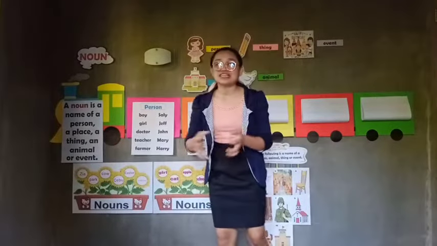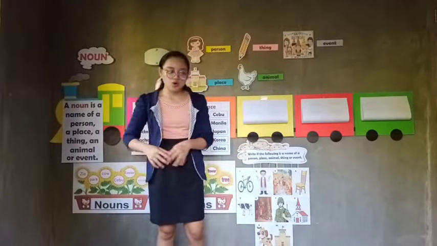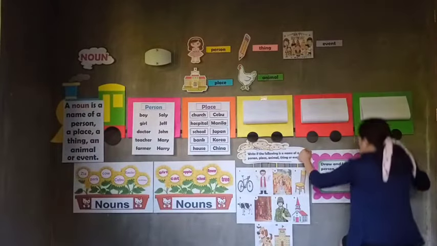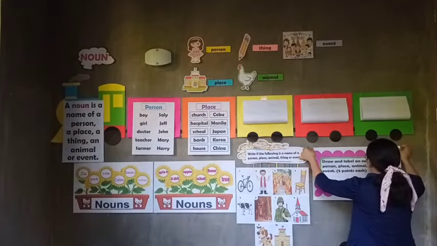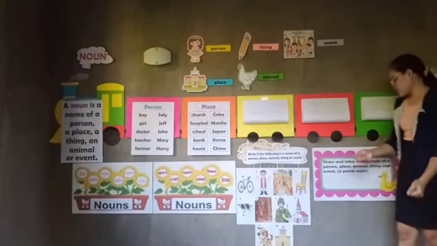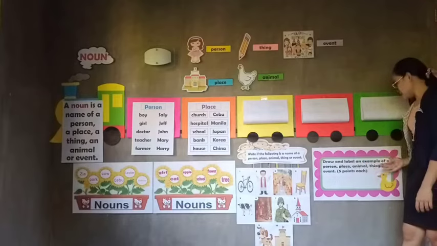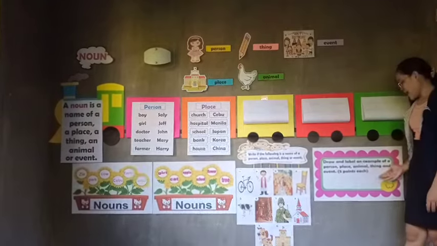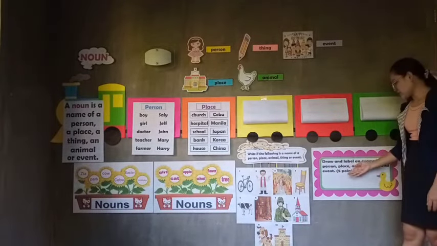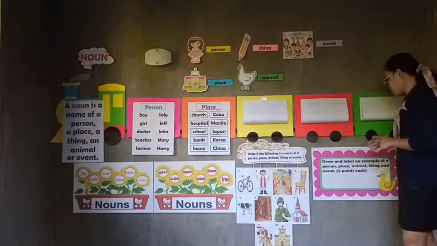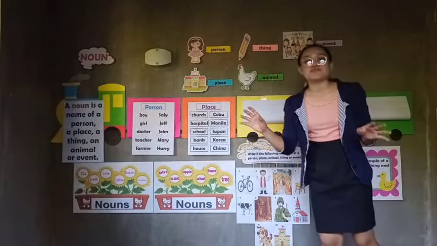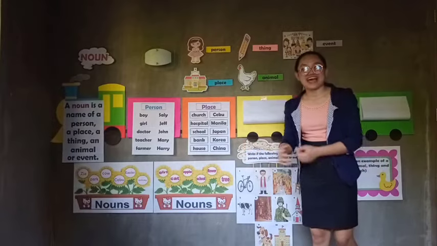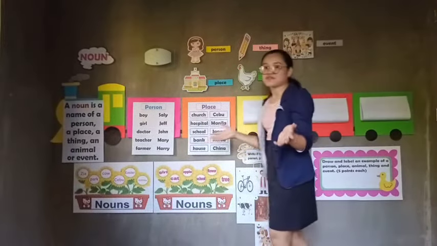Now, I will give you an assignment for you to do at home. I will post this assignment here. I will read the instruction, class. Draw and label an example of a person, place, animal, thing, and event. That is 5 points each, class. So that would be a total of 25 points. I hope that you do that at home, class. So, is that clear to everybody?